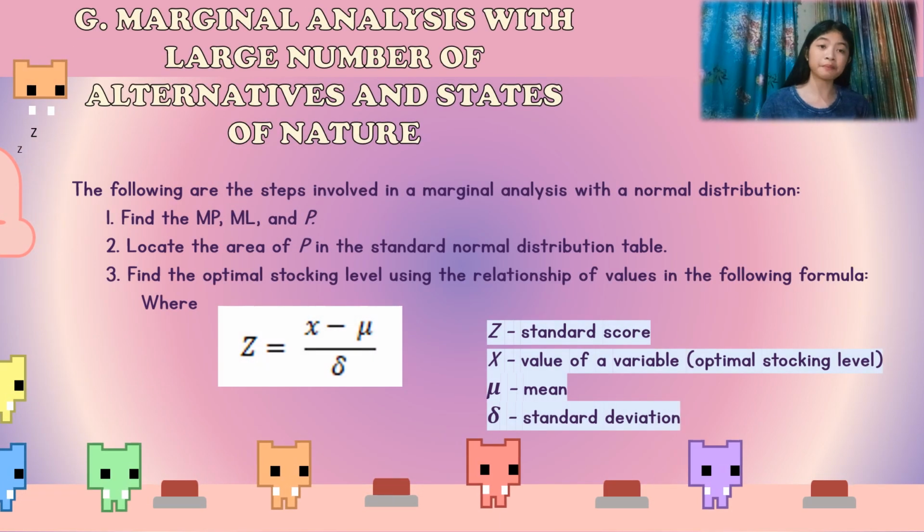So, mayroong mga steps involved in a marginal analysis with a normal distribution. Ang first is we have to compute for the marginal profit, marginal loss, and the value of normal distribution. And then second, we have to locate the area of P, or the value of normal distribution, and the standard normal distribution table. And third, we have to find the optimal stacking level using the relationship of values in the following formula. So the formula is Z equals to X minus mean divided by standard deviation.